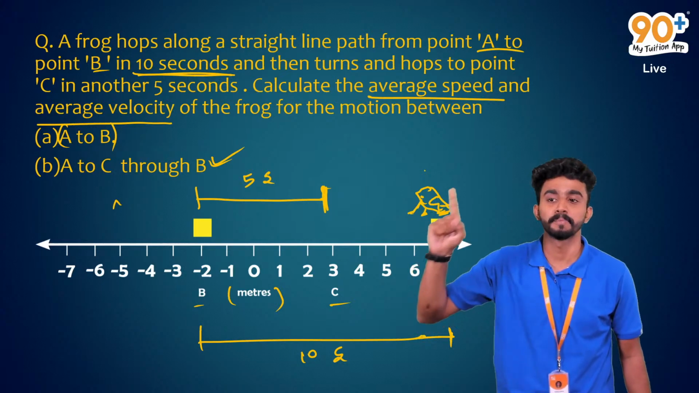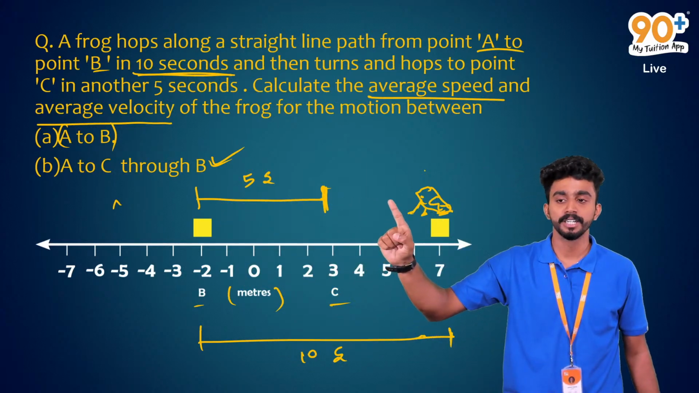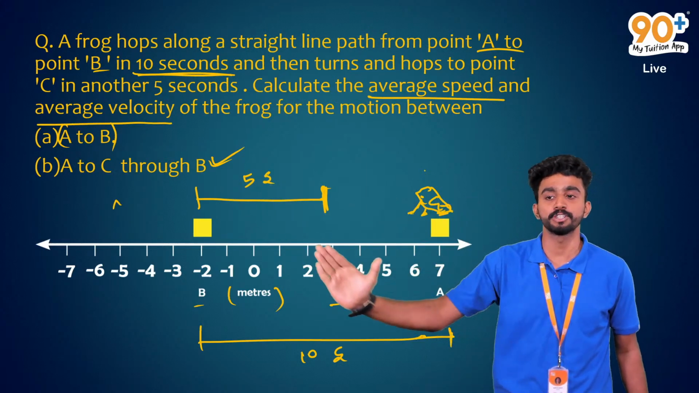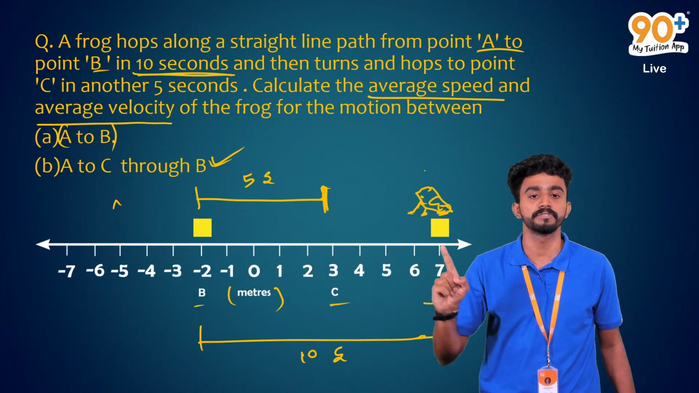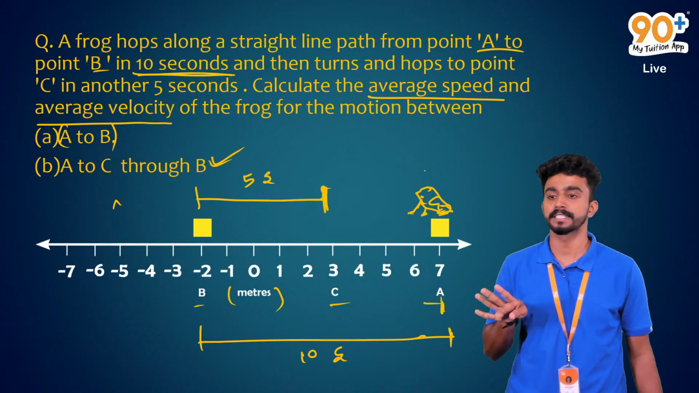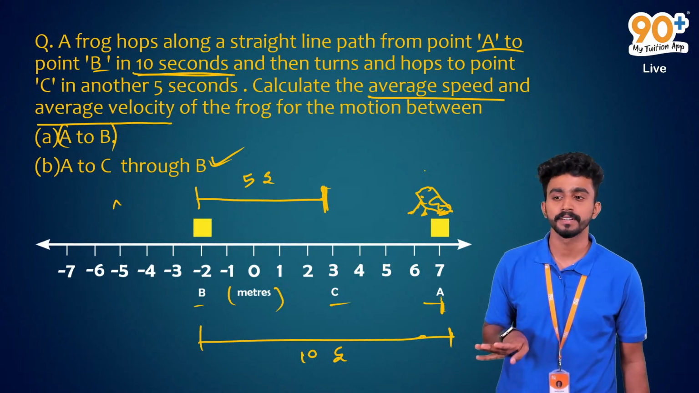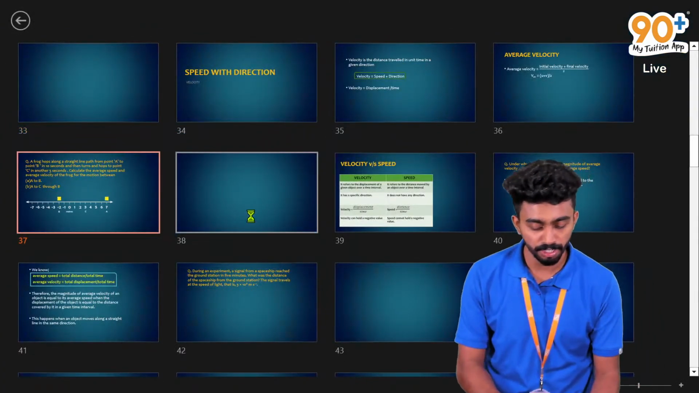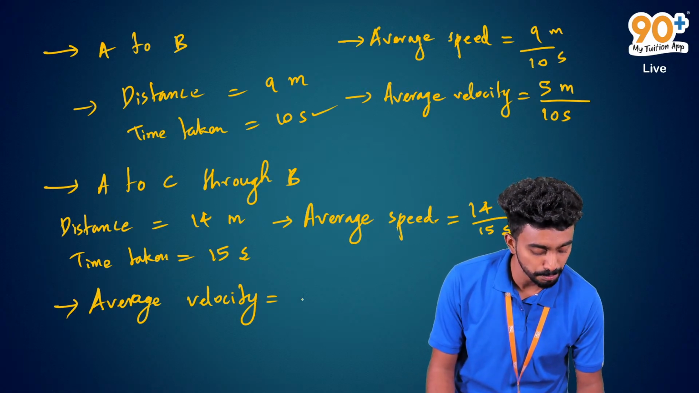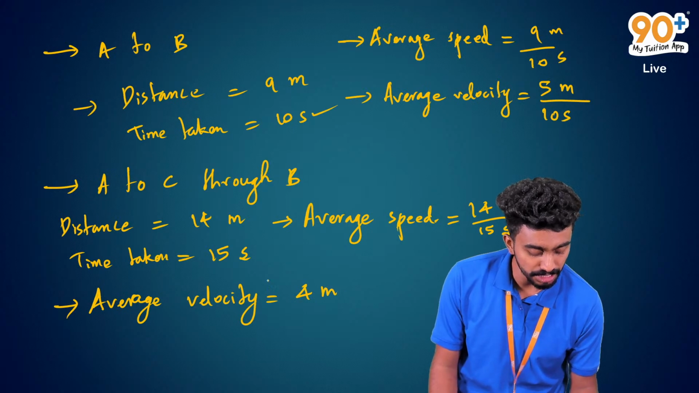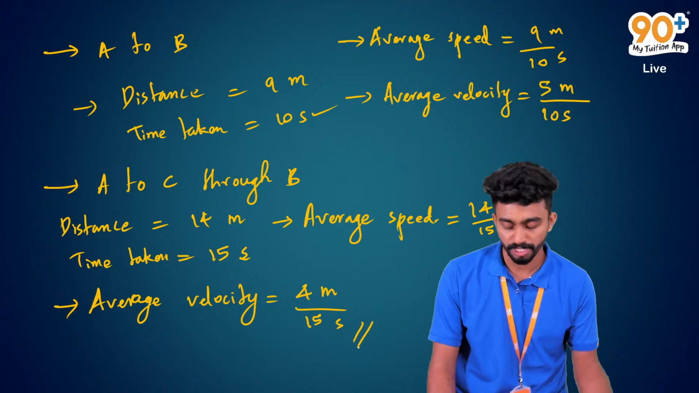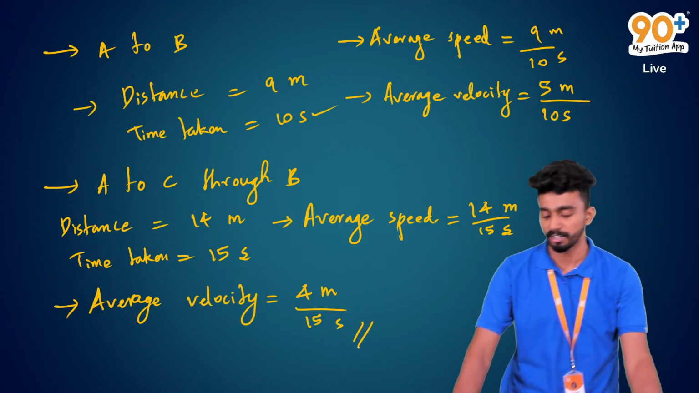So we don't have to measure till B and C. Even if it is mentioned A to C through B, the shortest distance from A to C, that is initial position to final position, will be 1, 2, 3 and 4. 4 units or 4 meters. Clear, Azalfa? Very good, you gave the perfect answer. So with respect to average velocity, the displacement value will be 4 meters divided by the total time taken. It is 15 seconds. So it is 4 by 15. I hope it is clear for everyone.